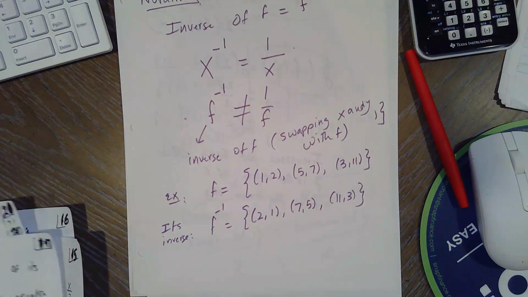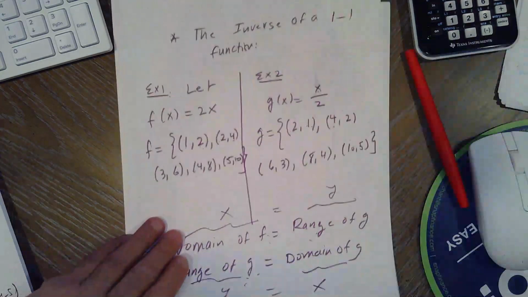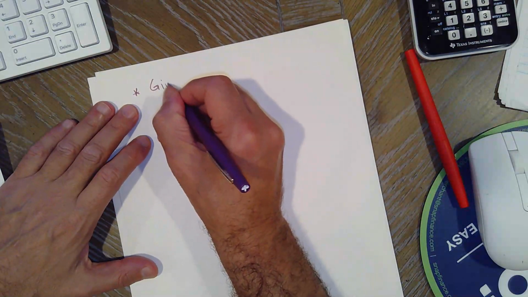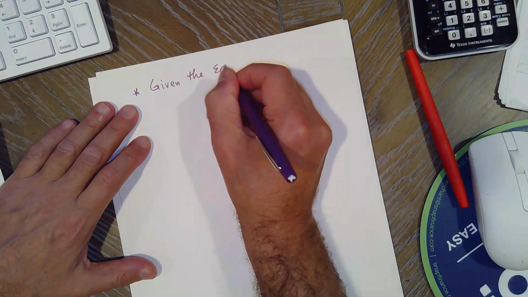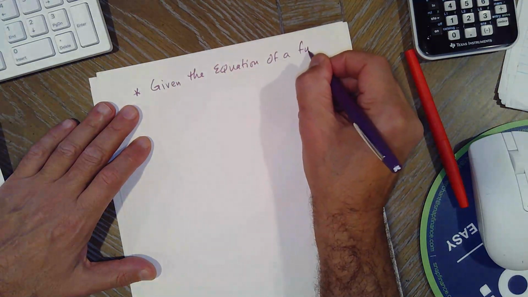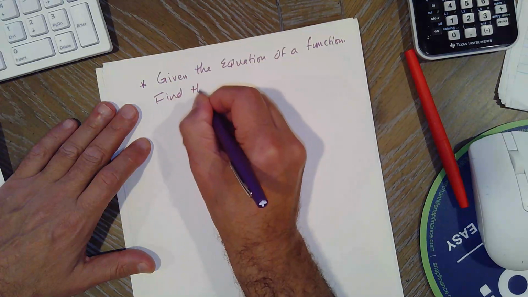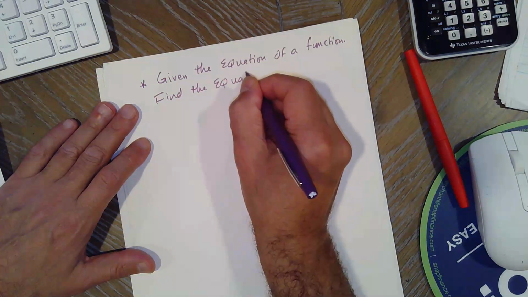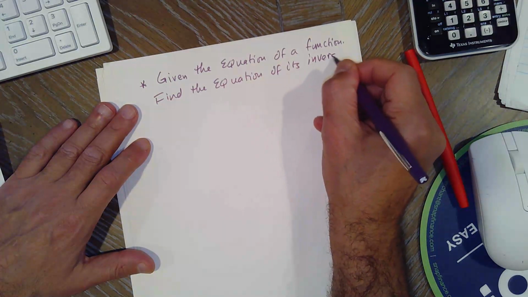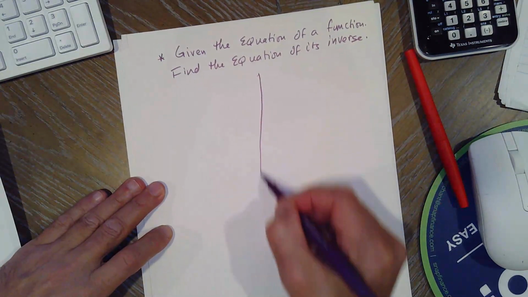Now what happens when we have the equation of the function? How do we find the equation of the inverse? So, given the equation of a function, find the equation of its inverse. All right, so these are the steps, and I'm going to show you examples.